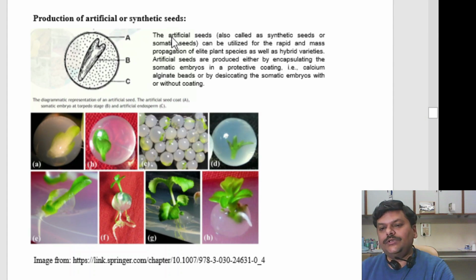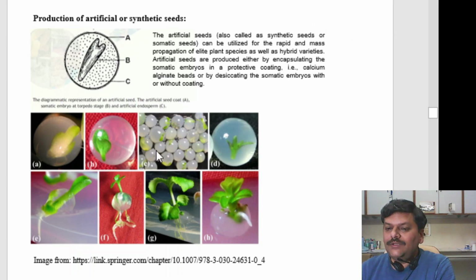Another application is the production of artificial or synthetic seeds in plant tissue culture. This is a beautiful picture I have sourced from one of the books; the source is given here. They are called artificial seeds because we take a suitable plant explant depending upon the plant species. For example, take shoot apical meristem from banana, from many hundred plants. It will not matter whether the plants are diseased or virus infected, because shoot apical meristem will remain non-infected by virus.